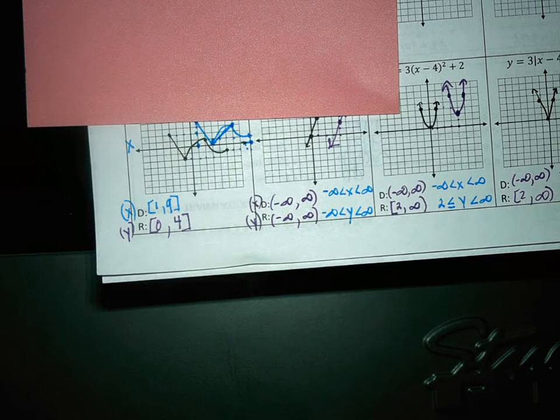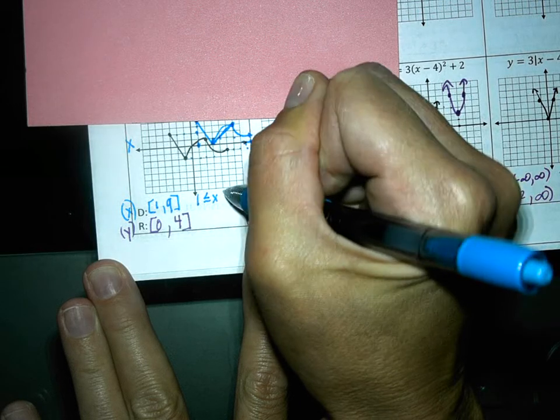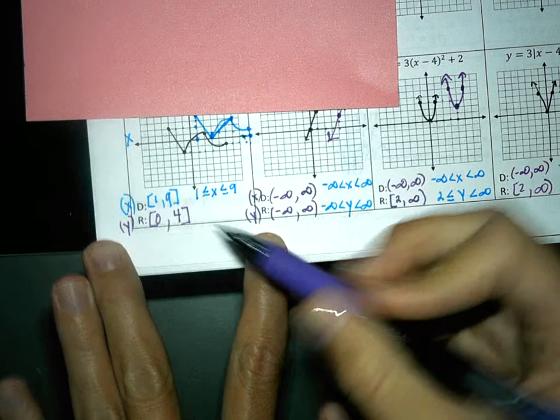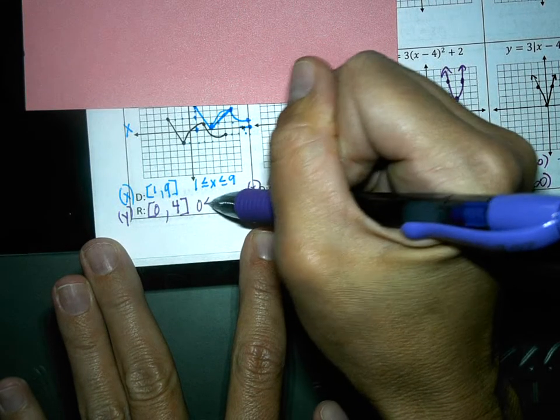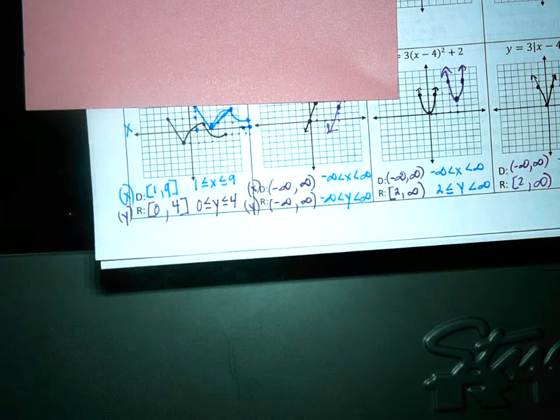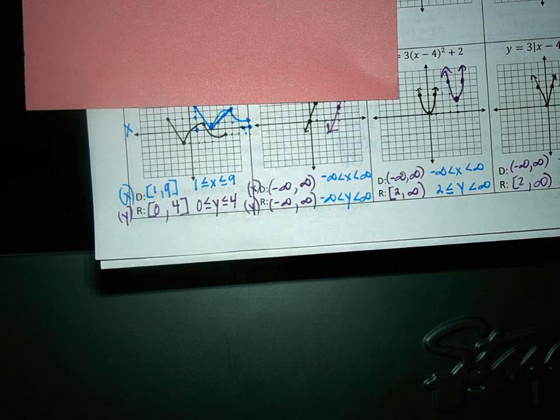Okay, and so inequality form on this one. 1 is less than or equal to x is less than or equal to 9. And on my range, 0 is less than or equal to y is less than or equal to 4. And why did I use the equal to signs on this one? Because it's brackets, because all of them are equal to. There's no open circles. All right, any questions?